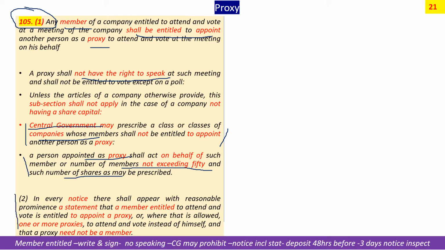Every notice which is given to members prominently states a member is entitled to appoint a proxy. You can appoint one or more proxies, and the proxy need not be a member. One or more proxies means if you have say 1000 shares, you can split it into two. One person with 800 shares may be a proxy. For the balance 200, there can be one more proxy.